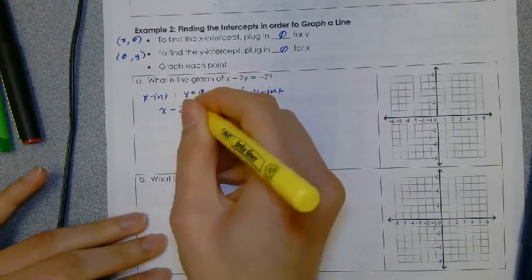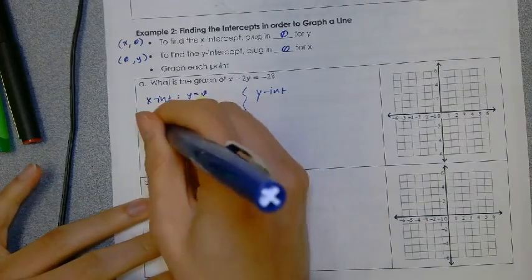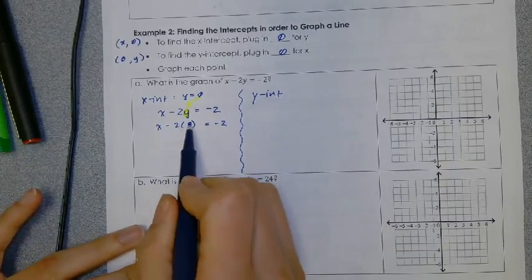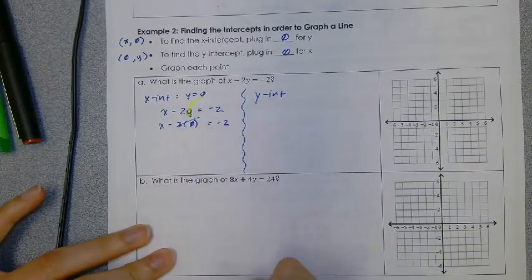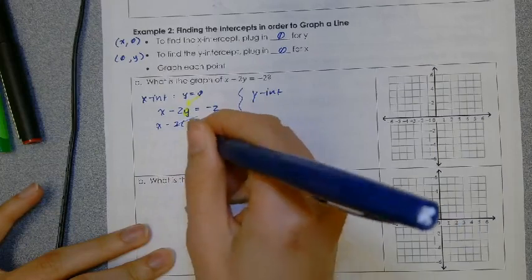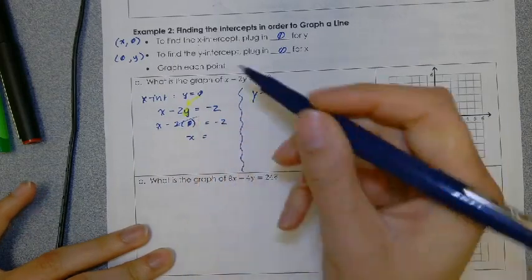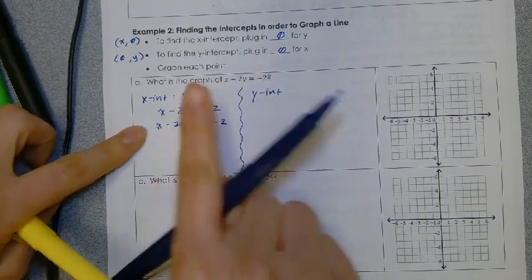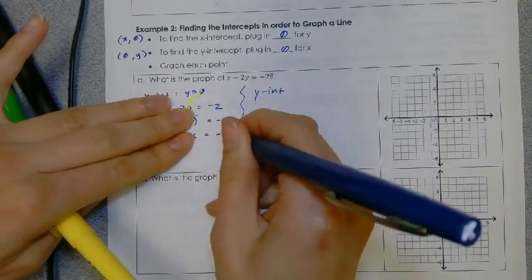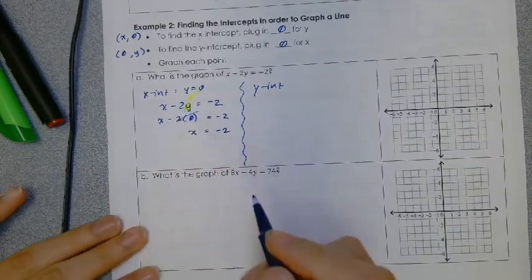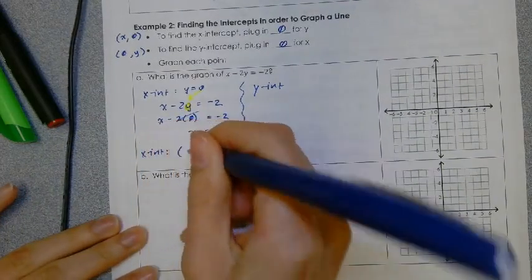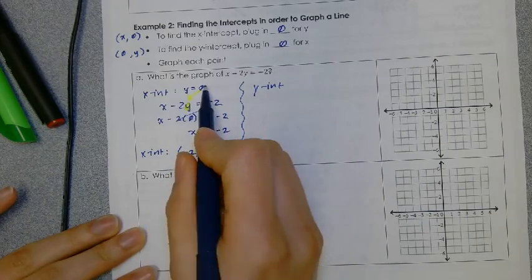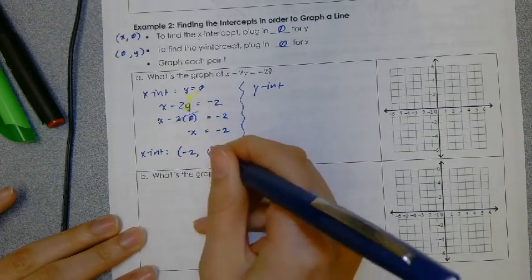I see a y, I'm going to change it to 0. x minus 2 times 0 equals negative 2. 2 times 0, 0. x minus 0, x. So that whole term disappears. I'm left with only x, and on the left, negative 2. So my x-intercept is the point where x is negative 2. And what was y? That's right, y was 0.